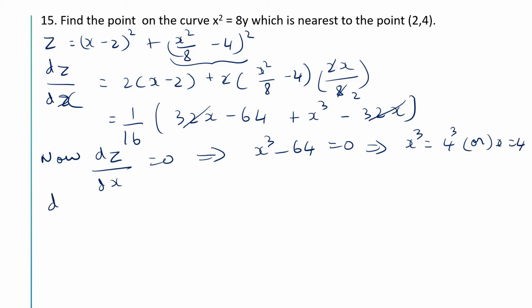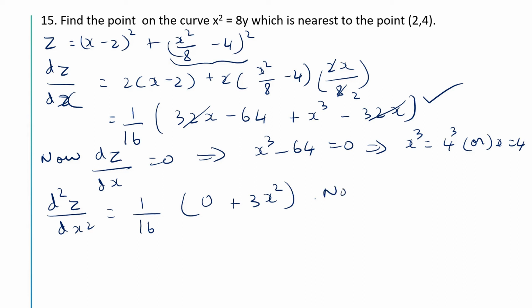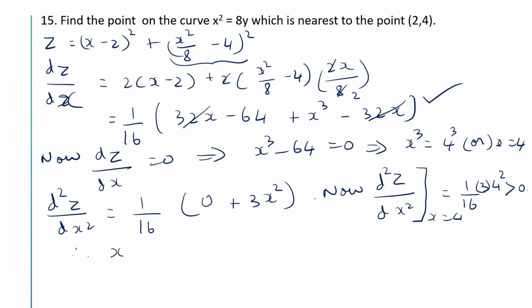Now let us find d square z by dx square. So it is equal to 1 by 16 into, we differentiate this expression. So it is 0 plus 3x square. Now d square z by dx square at x is equal to 4 equals 1 by 16 into 3 into 4 square. This is greater than 0. Therefore, x is equal to 4 is a point of local minima.